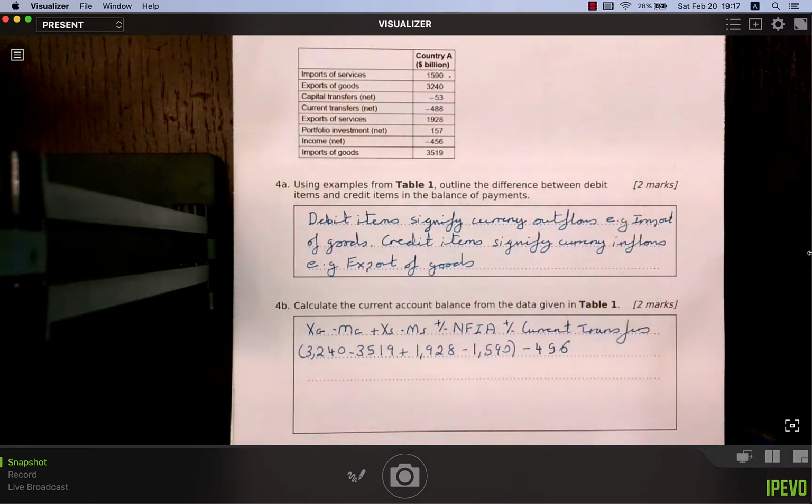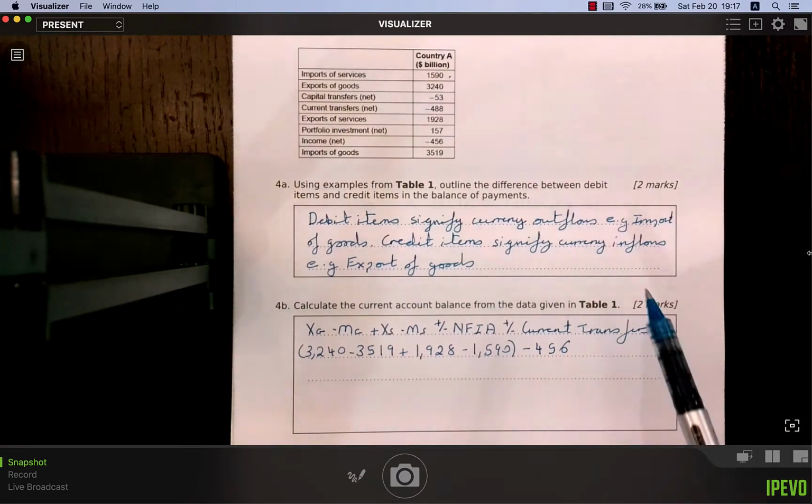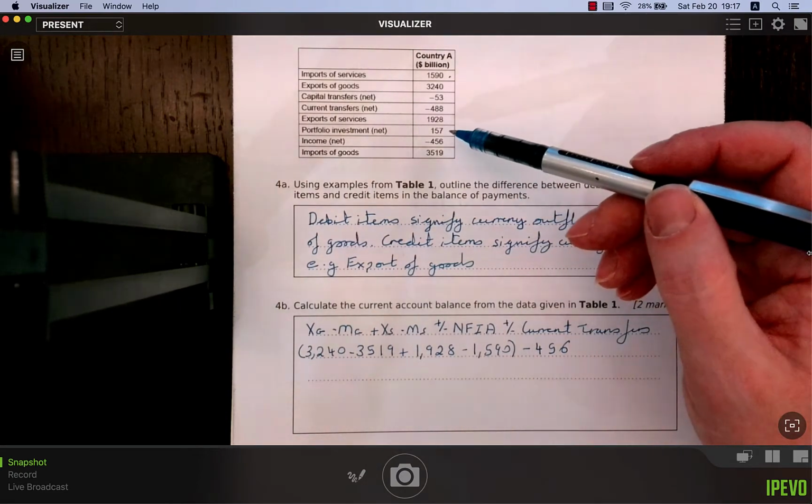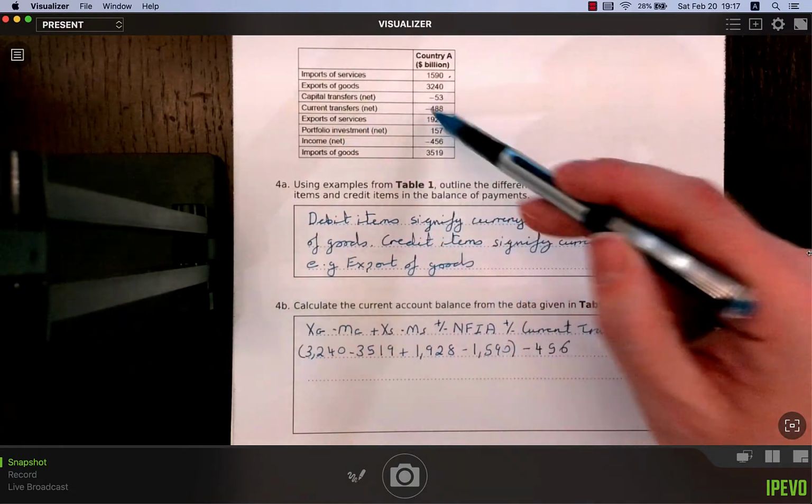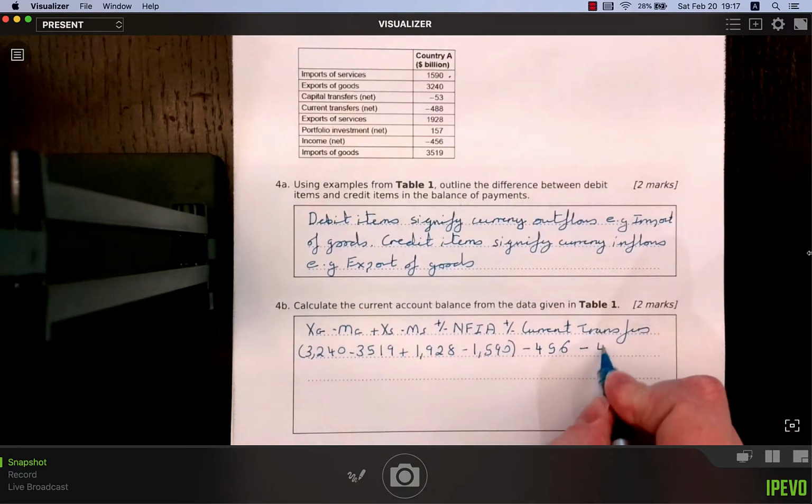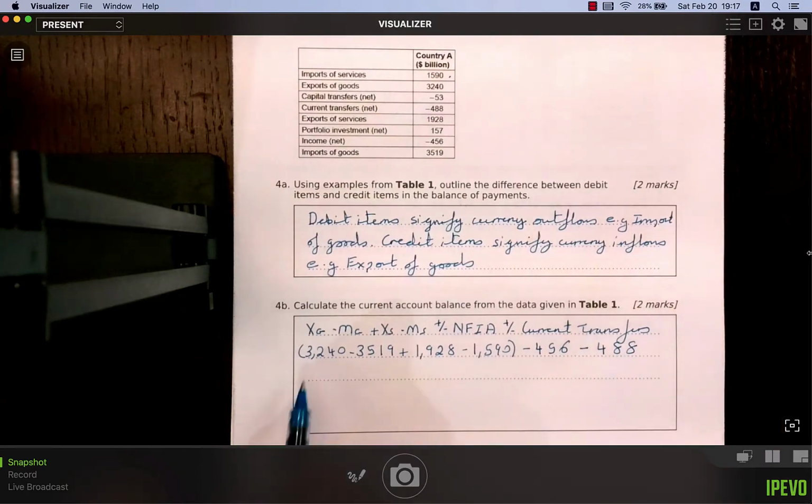And what's the last one here? And sorry, current transfers. Silly me. Okay, current transfers. Where are they? Here we are. Current transfers net, which is minus 488. Minus 488. Okay, well, and please feel free, and I would encourage you to do this at home as well.